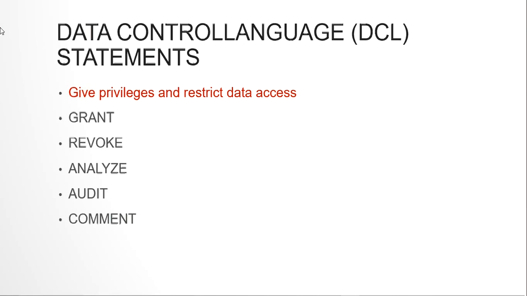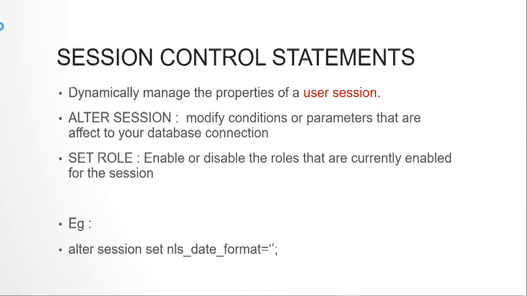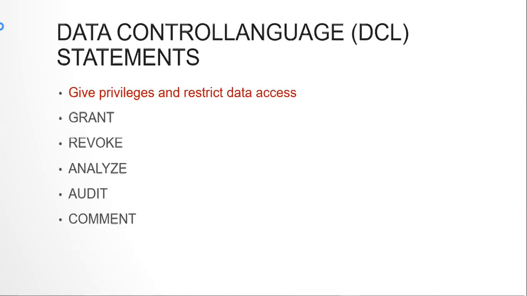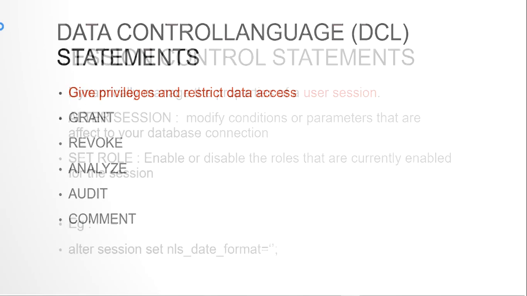And then there is analyze. You get the statistics of a table or an index or a clustered table and all. Then there are audit statements. Audit statements are such as when you are looking for a particular SQL statement in a user session, or you are going through all the SQL statements in a particular user session, then you will use audit statements. And then there is comment. You would add the comment to the data columns of a table. So these all are data control statements, DCL.